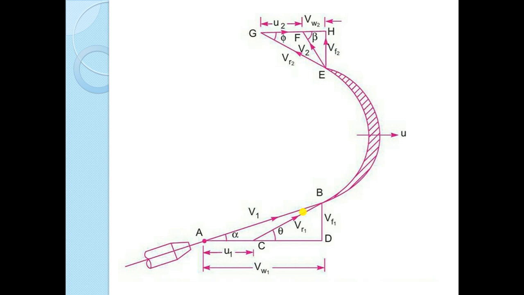Now, at B, we need to draw a vertical, and we need to extend AC such that this vertical and the extended line AC will meet at a point D. So BD represents the velocity of flow Vf1 at inlet, and AD represents the whirl velocity at inlet. So this is how we will be drawing the inlet velocity triangle diagram.